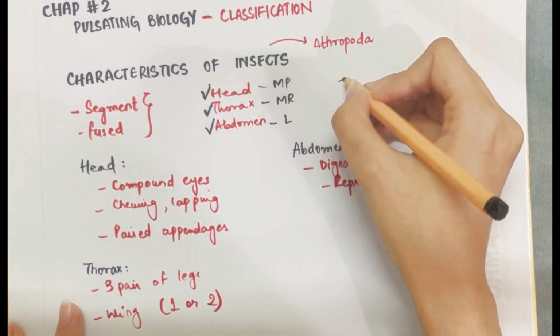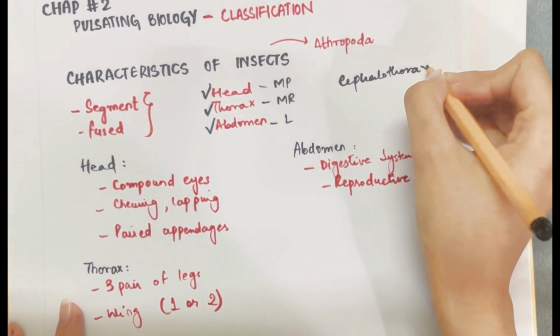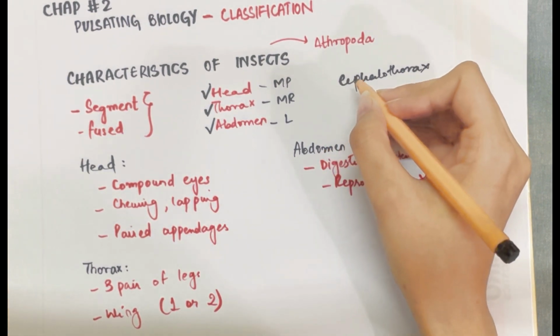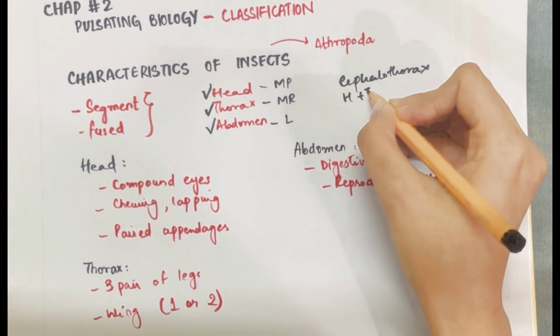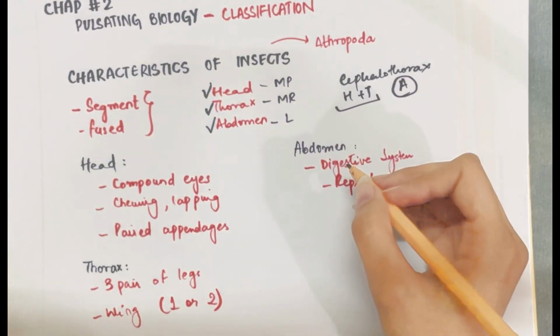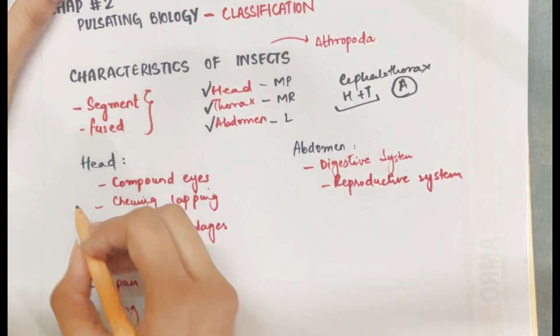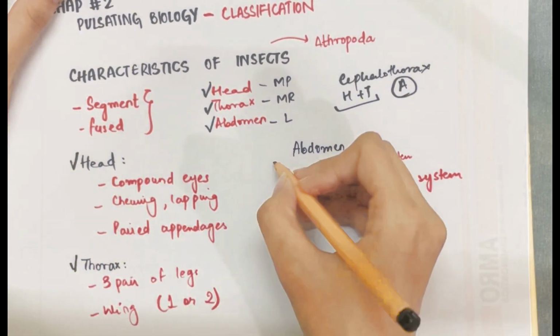In some of the insects, the condition of cephalothorax is followed. Cephalothorax means that in such organisms, the head and the thorax are fused together, and we have the abdomen alone. In this condition, the organism is said to be cephalothorax. Well, it has the head, it has the thorax, and it has the abdomen.